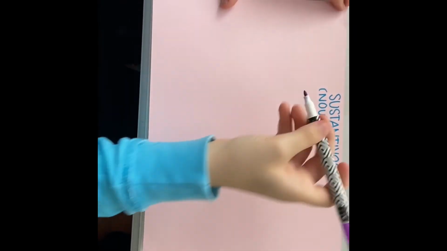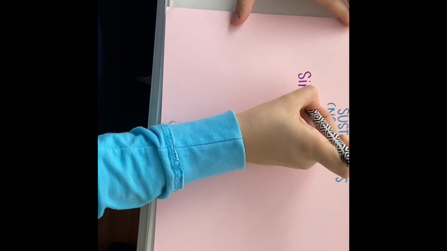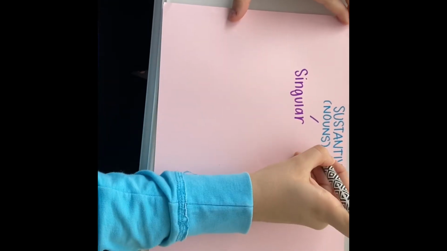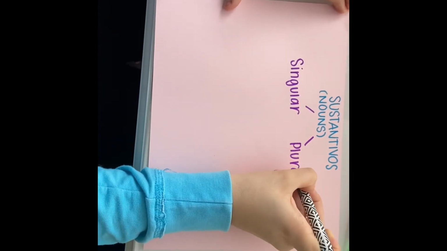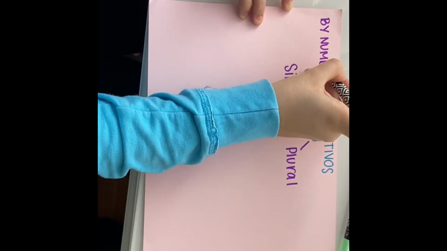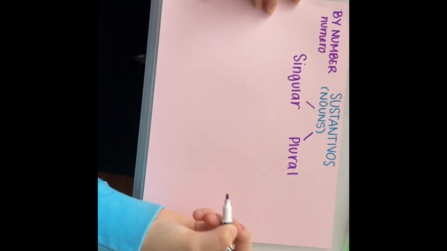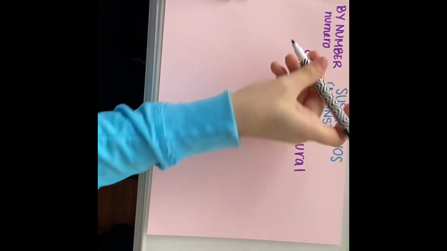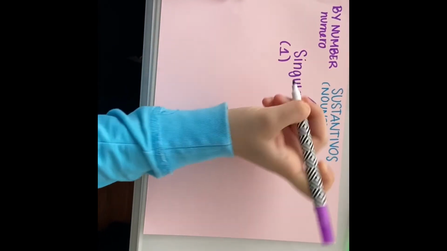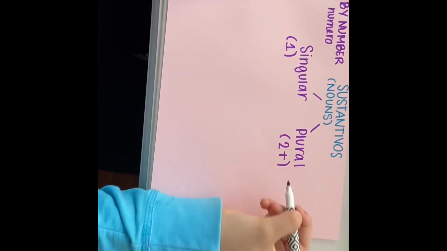Okay, so the second classification would be by number. So singular and plural. This is defined by number, or in Spanish, by número. Okay, so singular means that there's one of them, just one. Plural means that there's two or more, two plus.